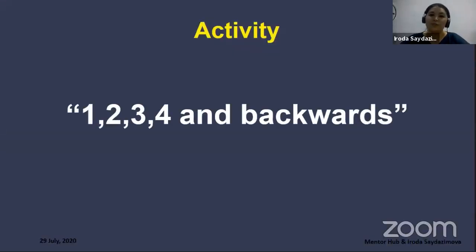And one thing you can do here, this is going to be the last one, I promise. Try this activity. I like it. I quite often apply this very activity in my classes too.